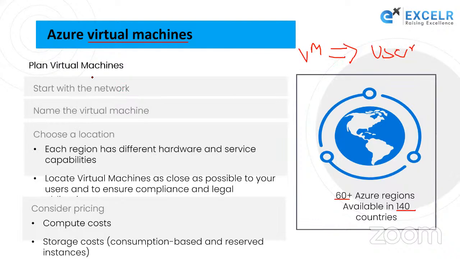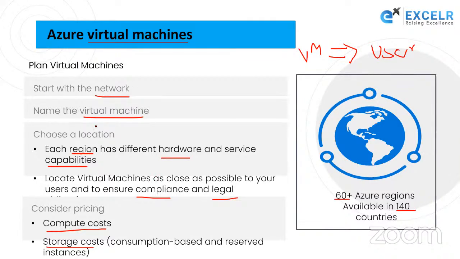Whenever you create your virtual machine, you need to build it within a network. You need to name your virtual machine. Then based upon your users, you need to select the region, which will offer you different types of hardware and different capabilities. Try to locate your virtual machine as close as possible to your users and to ensure compliance and legal requirements. Also, whenever you create your virtual machine, consider the compute cost you are going to incur, and also the storage cost. Storage cost can be the disk associated with your virtual machine.